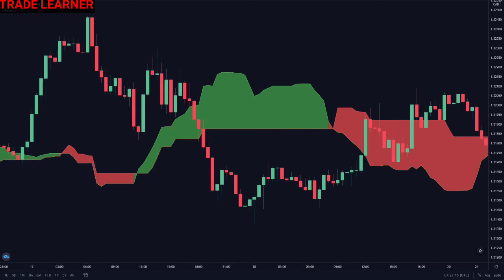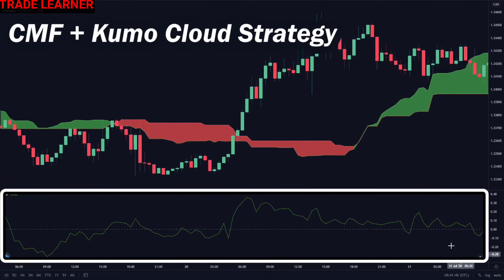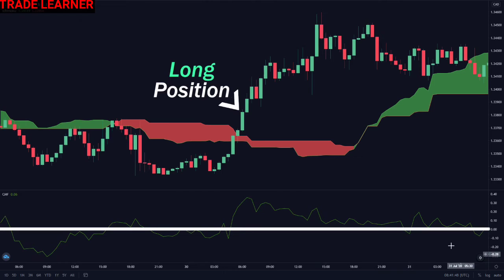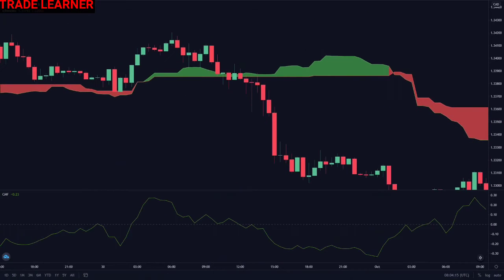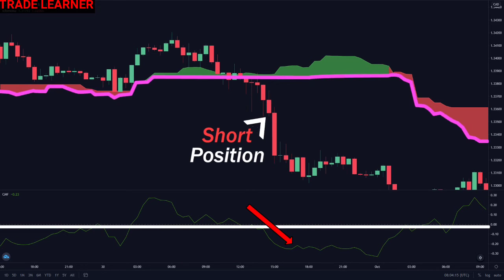The Kumo cloud can also be combined with other indicators, and it can act as a baseline to see the overall trend direction. For example, the Chaikin money flow and the Kumo cloud combination. So, you take long positions if the Chaikin money flow closes above the zero line while the candle is still above the Kumo cloud. And you take short positions if the money flow crosses below the zero line and the price is still below the clouds.